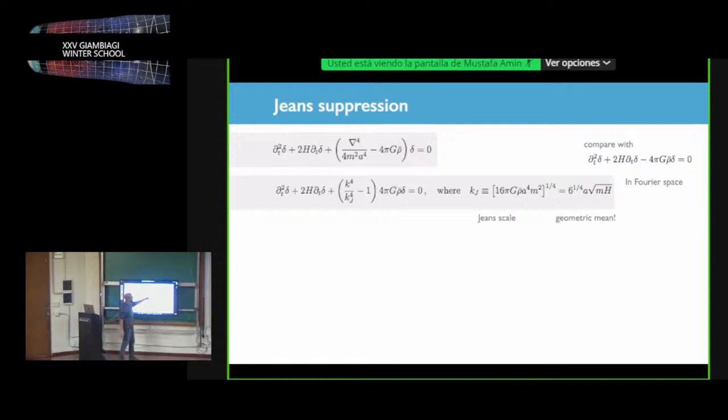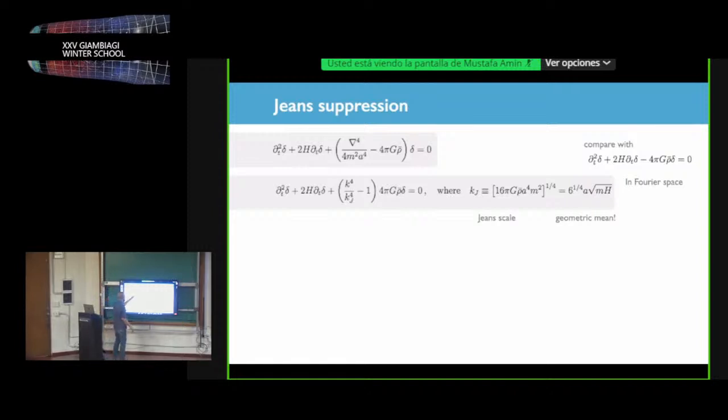It's kJ, and if you simplify this, what have I done? G rho, if you're in a matter-dominated universe, G rho is just H squared. So that's where H is coming in. I simplify things, and you just get this kJ scale in terms of mass and the Hubble scale. What is nice about this, the way to remember this scale, is it's a geometric mean of mass and Hubble, at the time that you're interested in. So that's how this scale comes about.